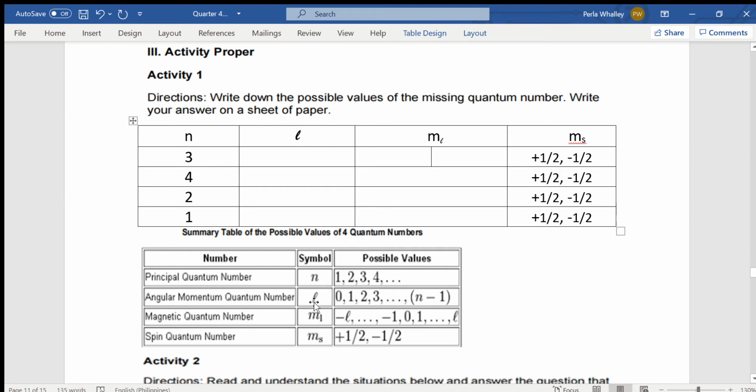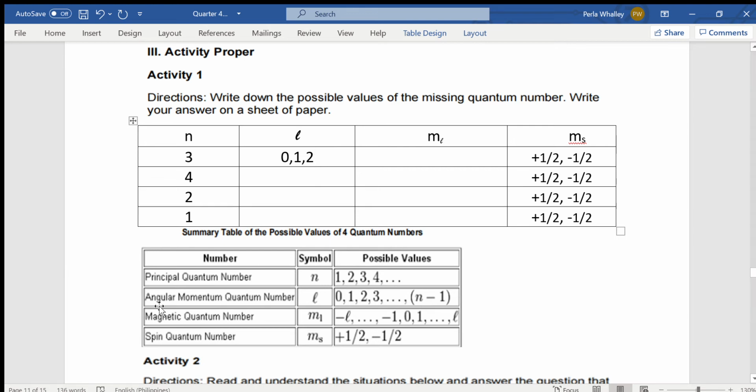So your L would be starting from 0 until N minus 1. N minus 1, 3 minus 1, that would be 2. So what would be the answer here? It would be 0, next would be 1, followed by 2. Okay? And how about your M sub L?